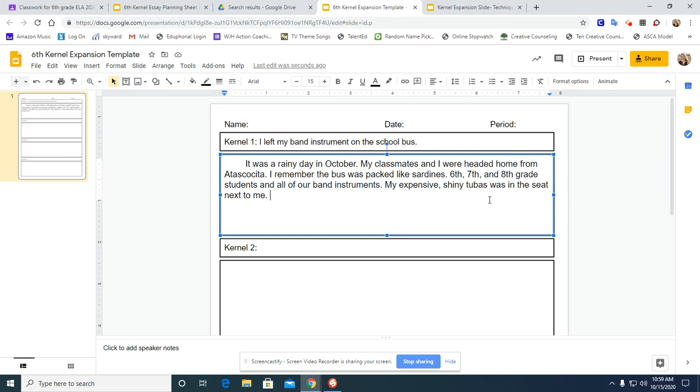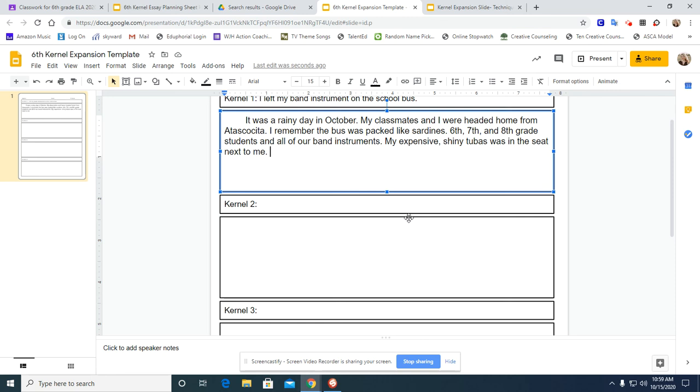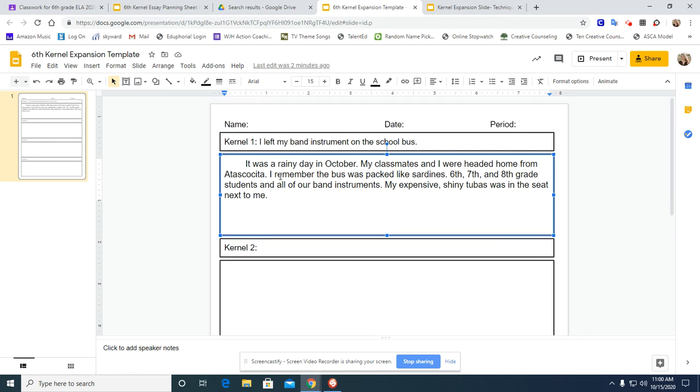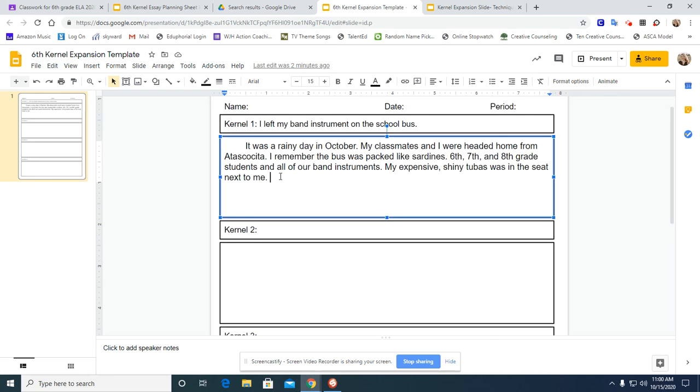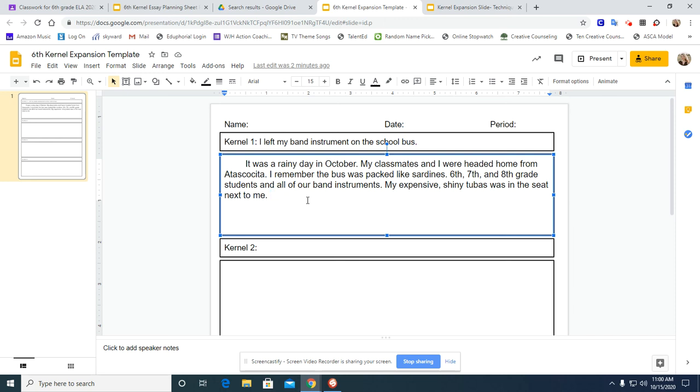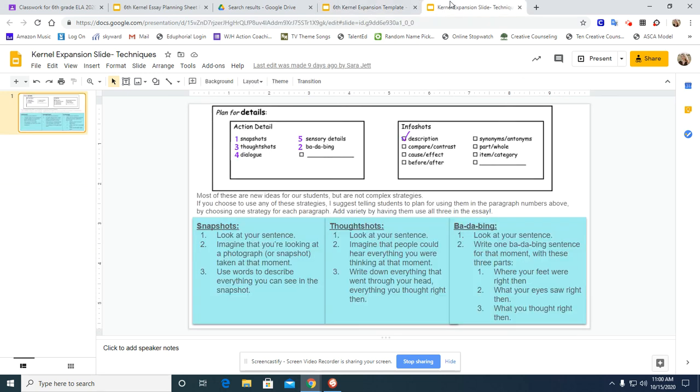What I want you to keep in mind today as you write your kernel paragraphs is that you should not use the same writing technique for each paragraph. In other words, let's not have every kernel expansion be a snapshot. Let's give a variety between snapshots, thought shots, and bada bing. When you are done today, you will have 4 paragraphs completed. You will be finished with the essay process. If you have any questions, go back to this technique slide first. Look at my sample essay, and then and only then can you email your teacher.